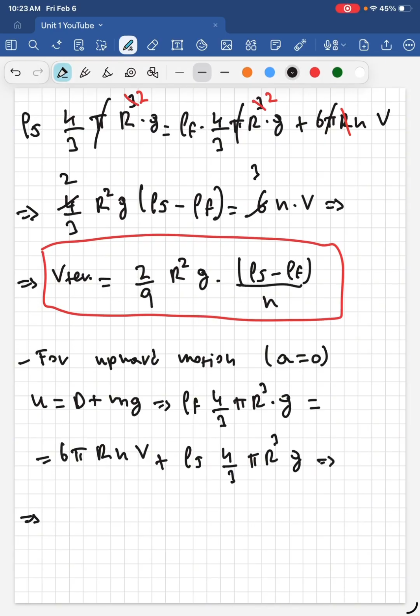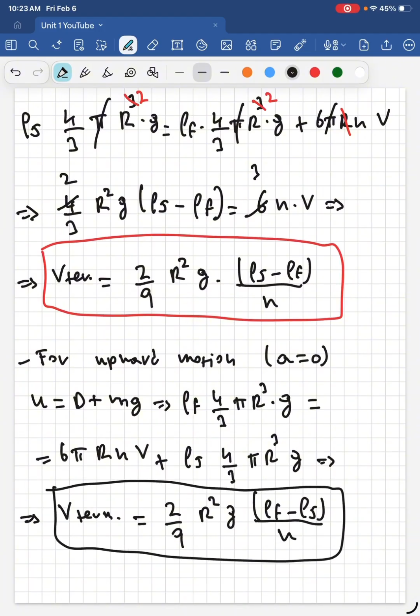And then we see that we pretty much get the same expression with the densities reversed. Okay, so we have r squared g, and then the density of the fluid minus the density of the sphere. So these two reverse pretty much over the viscosity. Okay, and this is for upwards motion.